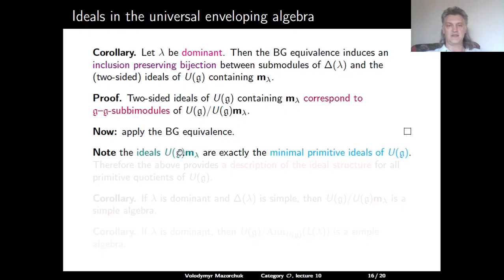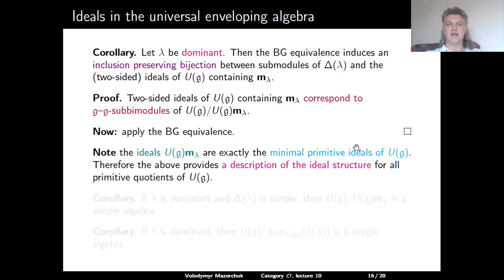Note that the ideals U(g) times m_lambda are exactly the minimal primitive ideals of U(g). So in particular, the above provides a description of the ideal structure for all primitive quotients of the universal enveloping algebra.